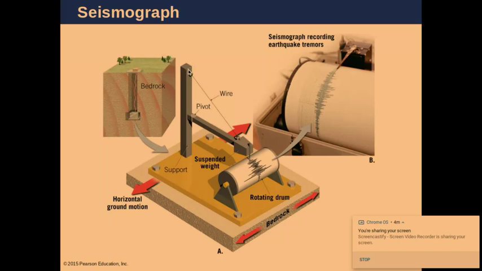It's basically got a vertical arm here, and then a horizontal arm here. And this is connected by a wire. So any vibrations allow the horizontal arm to swing back and forth. And the drum rotates underneath it. And then we record how large the vibrations are.